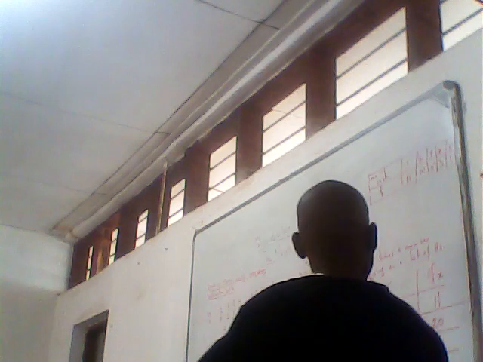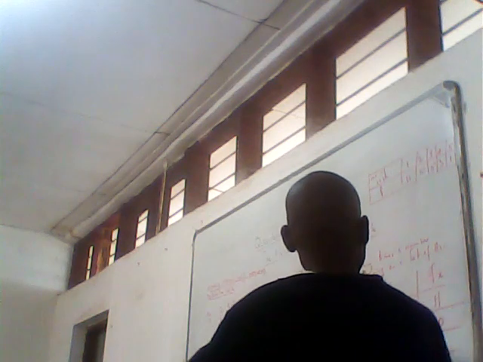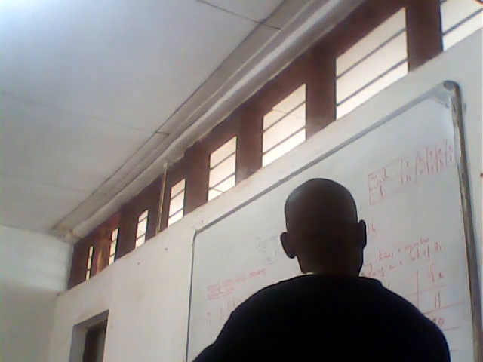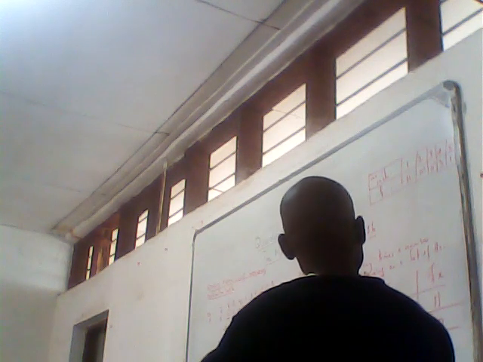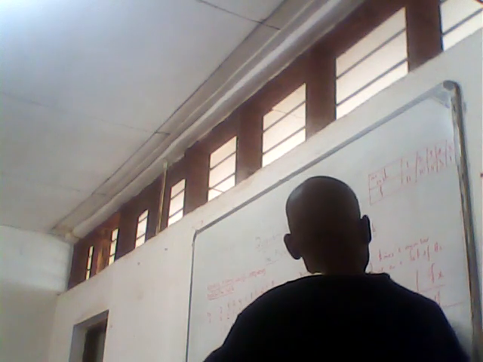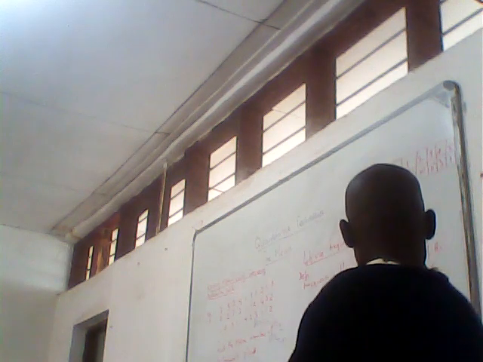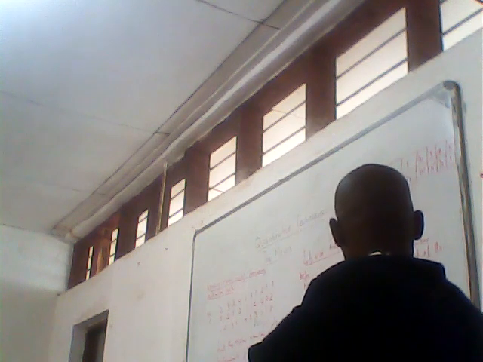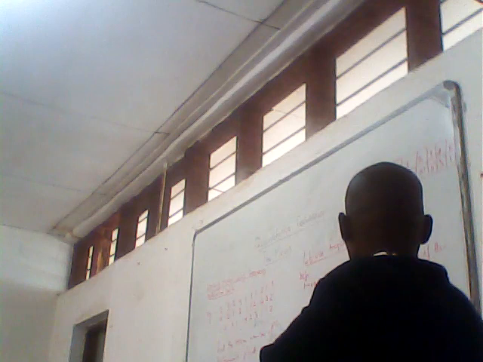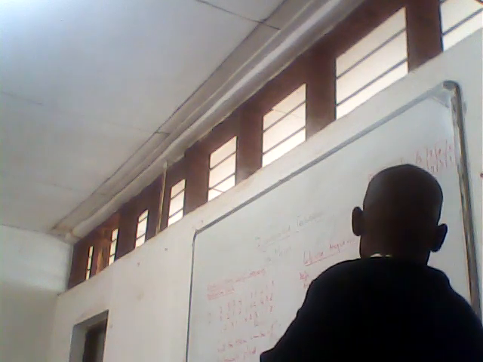Again, you have some Fx. Try to add this Fx. You add everything here: 11 plus 20 is 31. 31 plus 15 is 46. 46 plus 12 is 58. 58 plus 5 is 63. So this is 63.